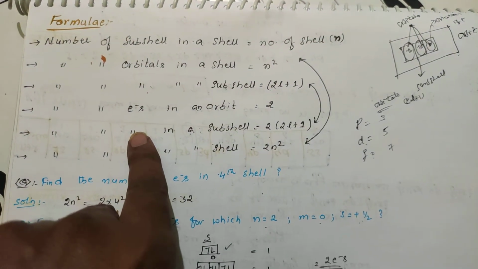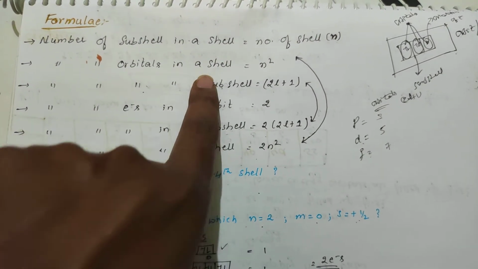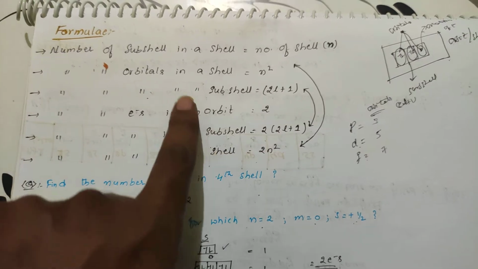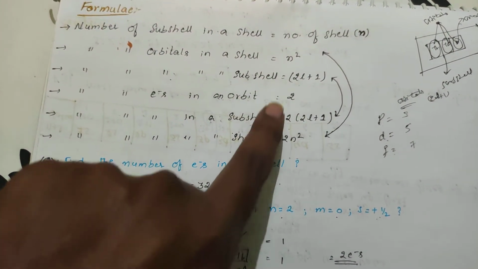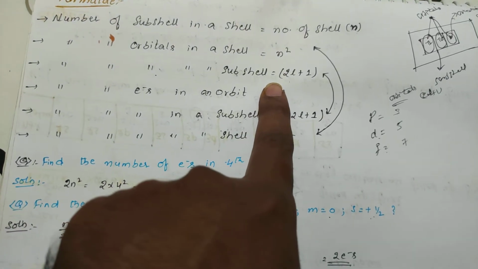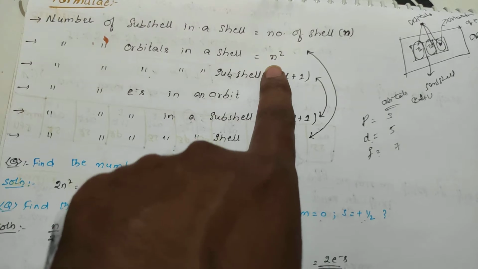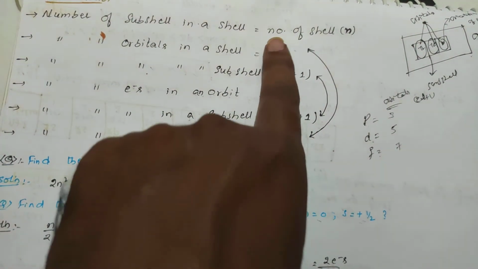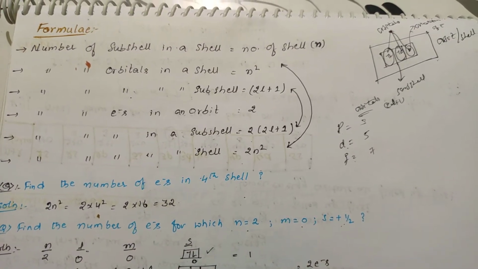In a subshell it is 2 into 2l plus 1. He is asking here electrons. Here orbitals are there. For this if you do twice, 2n square, you will be getting number of electrons in a shell. In orbitals it is n square. Number of electrons means 2n square. Here you are getting number of orbitals in a subshell. Here number of electrons in a subshell. Means for this if you do double you will be getting this one, and this one is number of subshells, and number of electrons in a particular orbital is equal to 2.